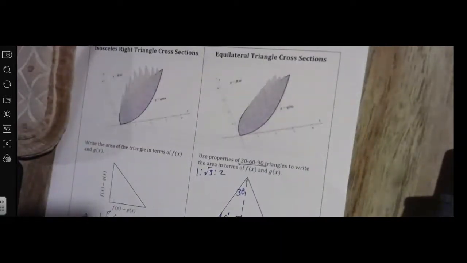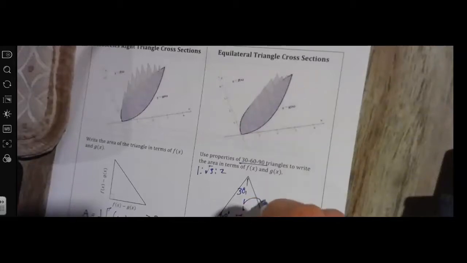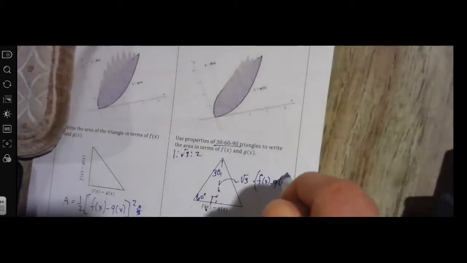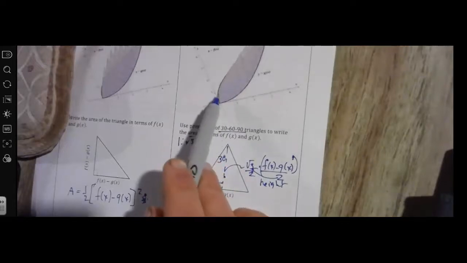So our height is, if this is a 30, this is 60, 60 is going to be radical 3 over 2 times whatever this is. This is f, so this is f of x minus g of x over 2. So this is going to be radical 3 times f of x minus g of x over 2. And you bring that 2 out, and so it's going to be radical 3 over 2. So this is the height. This is radical 3 over 2 times the difference of f of x minus g of x.